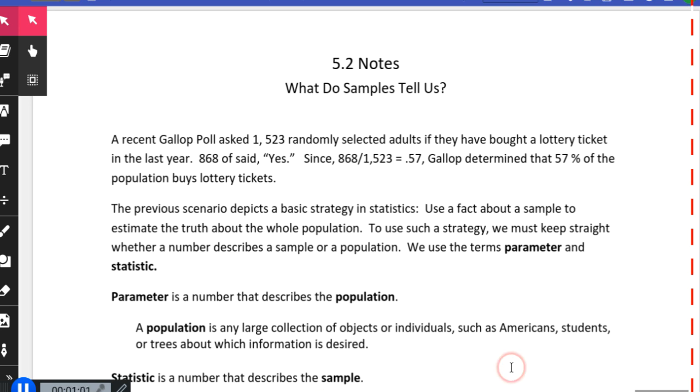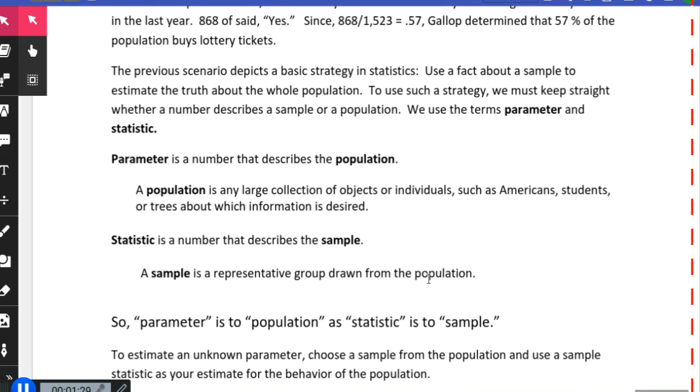The parameter is the information about the population that we want to know: how many fish were in the pond, how many people buy lottery tickets. The statistic is the information about the sample that we can find out. How many tagged fish were in your fishing sample? Or 868 of the people we surveyed said they bought a lottery ticket. So parameter goes with population and statistic goes with the sample.